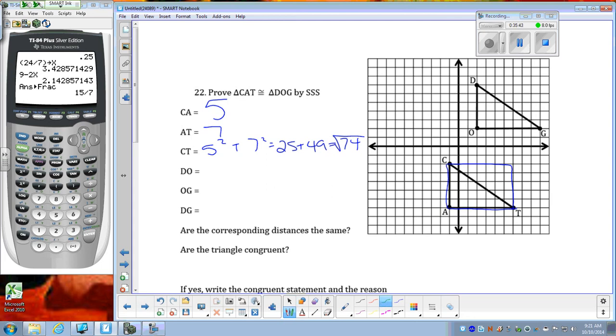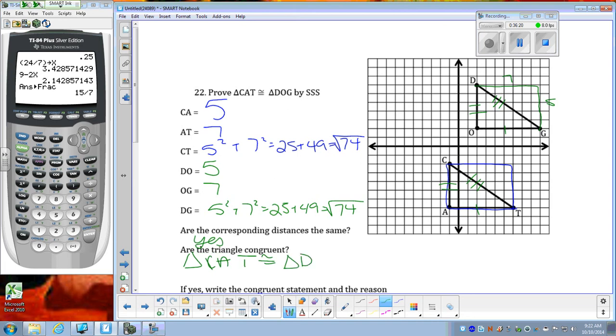And look at DOG. DO has a length of 5. OG has a length of 7. And DG, I went up 5 and over 7, so 5 squared plus 7 squared, which is 74, so I square root that. So I know that OG is congruent to AT, CA is congruent to DO, and DG is congruent to CT. So yes, my corresponding distances are the same. So yes, triangle CAT is congruent to triangle DOG by side, side, side.